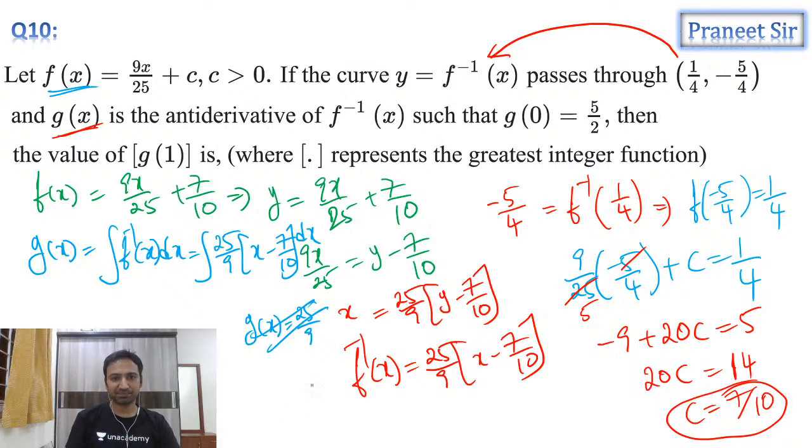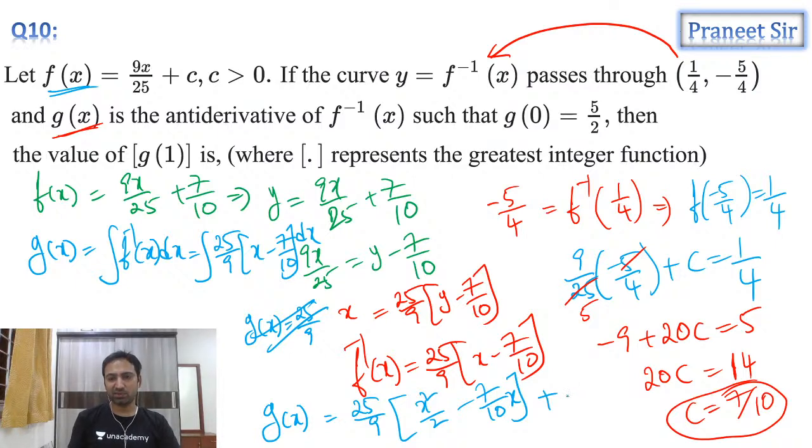If I calculate integration of this, I get g of x is equal to 25 by 9 into integration of x, which is x square by 2, and integration of 7 by 10 is 7 by 10 x, plus some constant k. But he gave the initial condition, guys. g of 0 is 5 by 2. So g of 0 is 5 by 2 means k is 5 by 2, right? Let's take k is equal to 5 by 2.